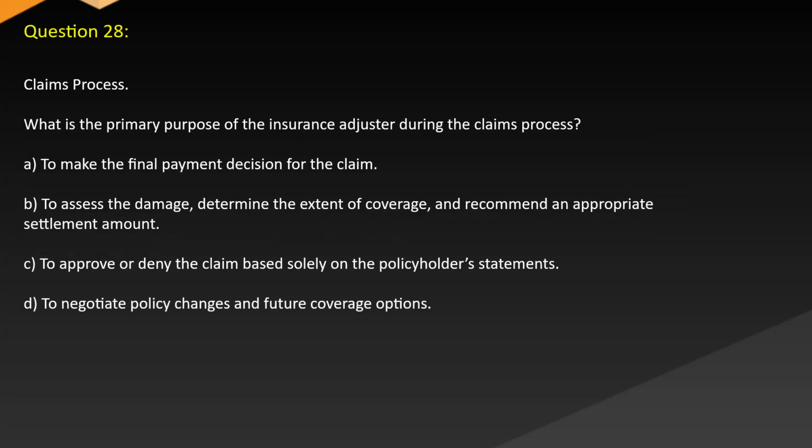Question 28. Claims process. What is the primary purpose of the insurance adjuster during the claims process? A. To make the final payment decision for the claim. B. To assess the damage, determine the extent of coverage, and recommend an appropriate settlement amount. C. To approve or deny the claim based solely on the policyholder's statements. D. To negotiate policy changes and future coverage options.